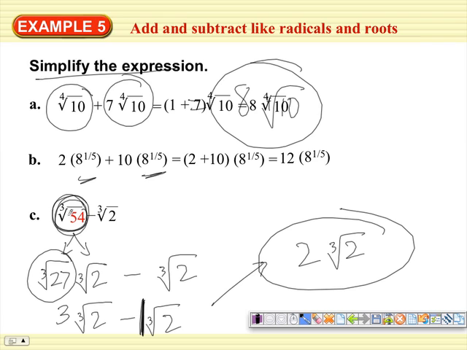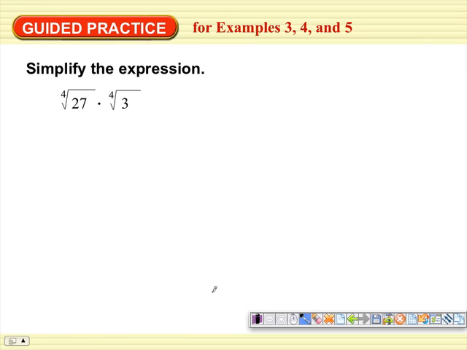What if that was a 4th root? Then you'd be trying to find 4th powers within 54, which probably aren't any. Okay? So that's how you have to think. Any questions on example 5? Alright. Example 6.